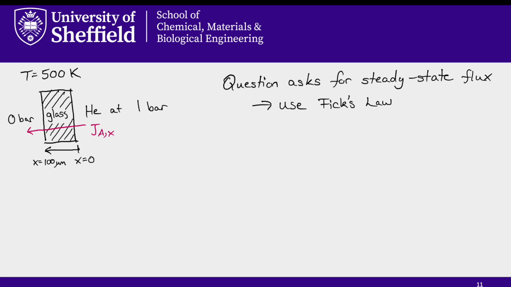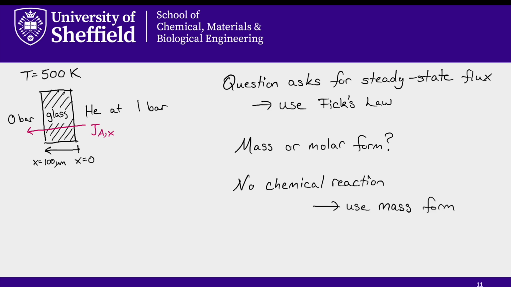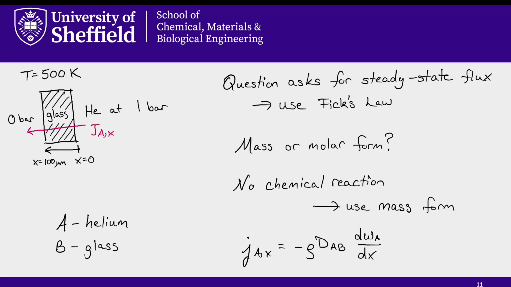The same way if a heat transfer problem asks for flux, we would use Fourier's law. So Fick's law is our constitutive law, and we have a choice. Do we use the form that has a weight fraction in it, or the form that has a concentration in it? Generally, the rule of thumb is that if there's a chemical reaction, you use the molar form with a concentration. But in this case, there's no chemical reaction, so we'll use the mass form. And that's what this is. And species A we'll define as the helium, and species B is going to be the glass.